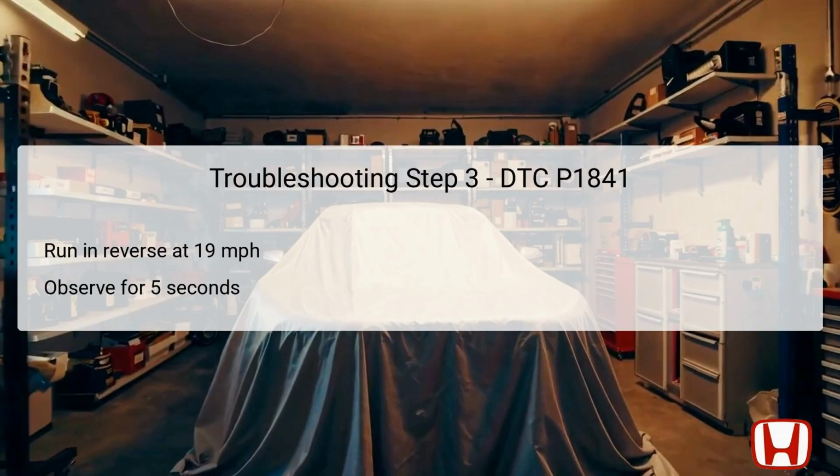In the third step of troubleshooting DTC P1841, run the vehicle in reverse while maintaining a speed above 19 miles per hour, 30 kilometers per hour, for at least 5 seconds. This test is essential to assess the performance of the CVT speed sensor while the vehicle is actually engaging reverse.